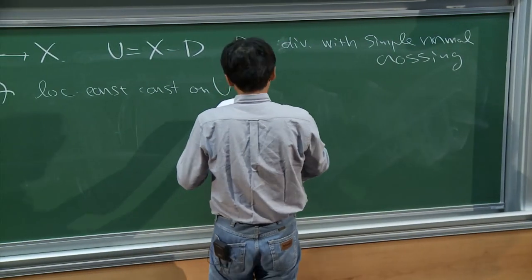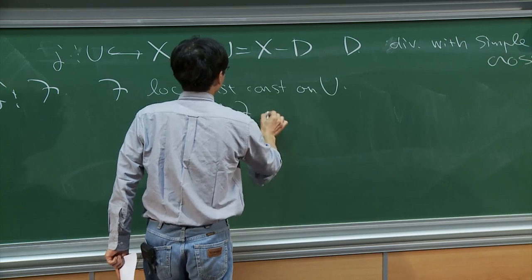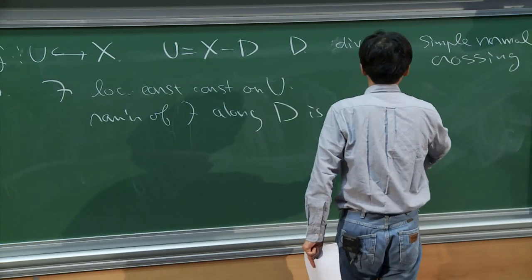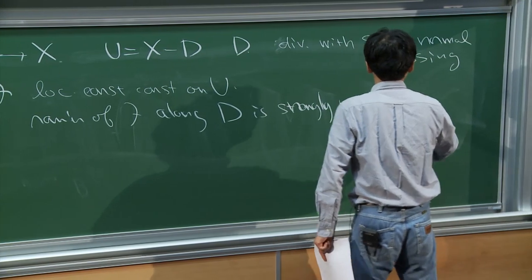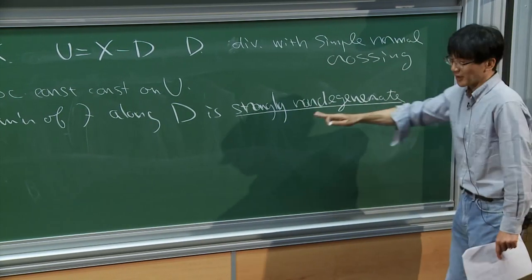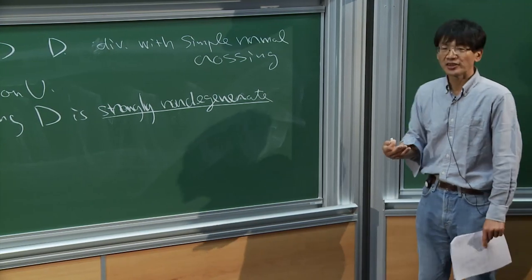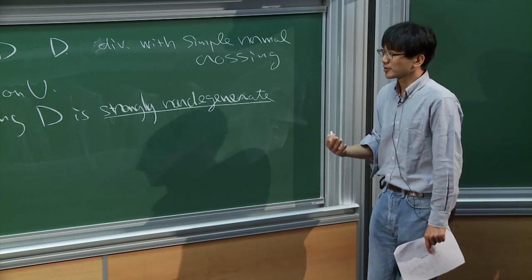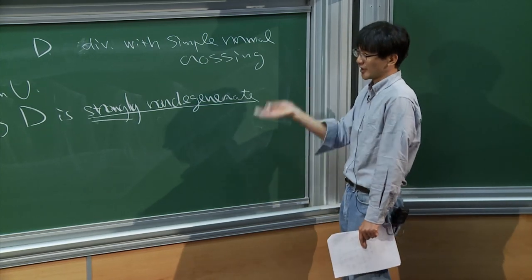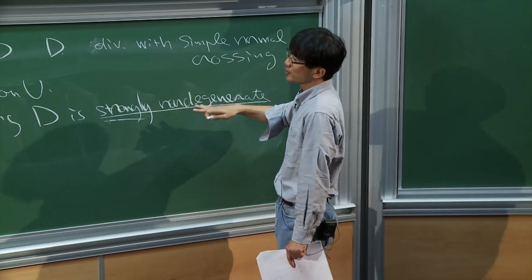And my condition is that the ramification of F along D is strongly non-degenerate. So I'm sorry that I don't have time to explain this technical terminology. So this is something close to what Kato introduced as cleanness condition, but in non-logarithmic context. And this is a little bit stronger than the counterpart of his condition. But in any case, this is some condition coming from ramification theory.